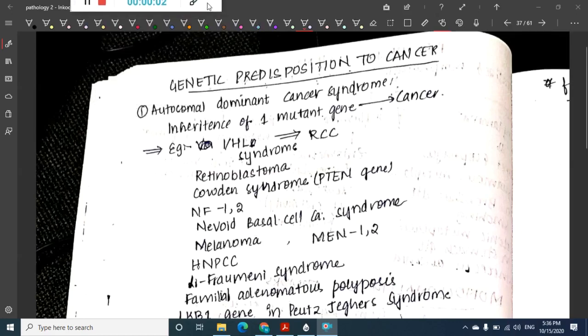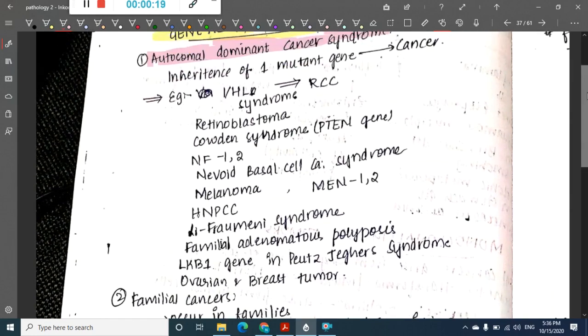In this chapter we are going to learn about the genetic predisposition to cancer. First, we will have to learn about the autosomal dominant cancer syndromes. All the cancers which predispose to autosomal dominant inheritance include those where inheritance of only one gene is sufficient for causing cancer.